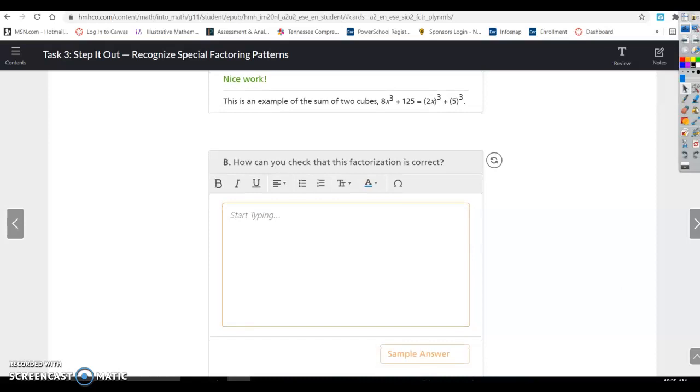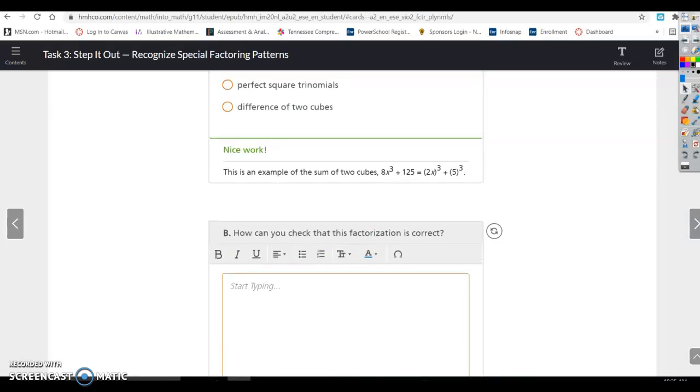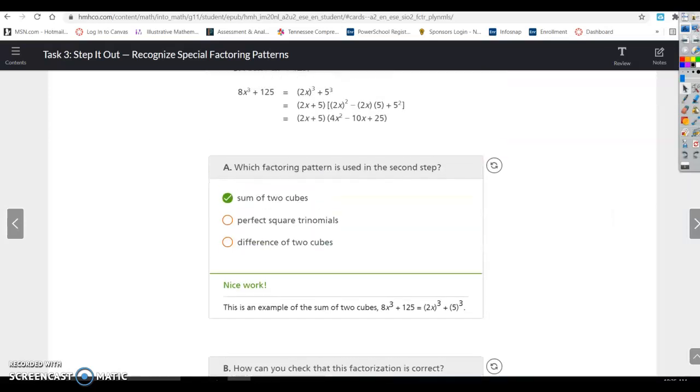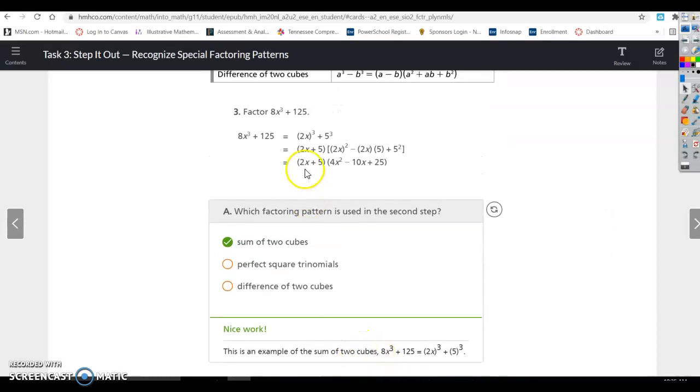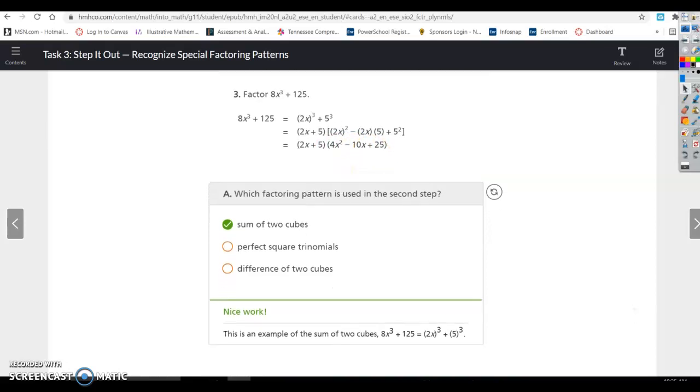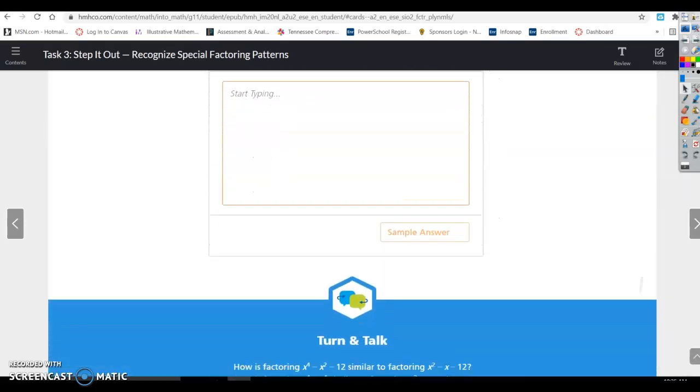And it says, how can you check that this factorization is correct? Well, you can just multiply and see that it'll go back to this form. So 2x times each of these 3 terms, and then 5 times each of these terms, and then cancel out anything that cancels, and that's going to leave you the 8x cubed plus 125.